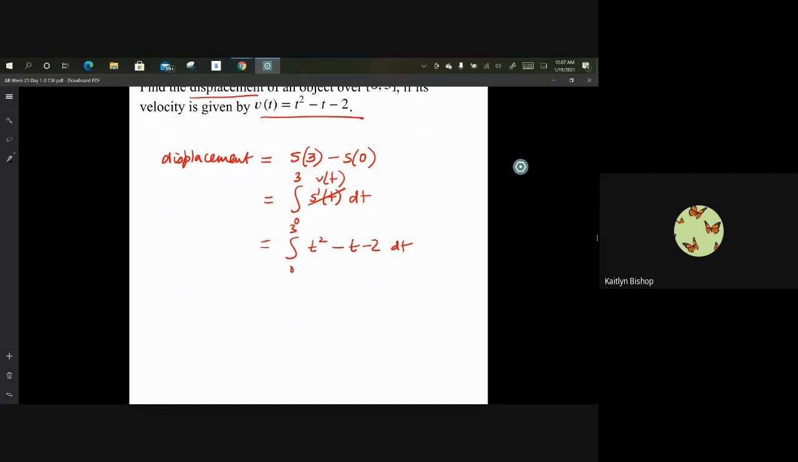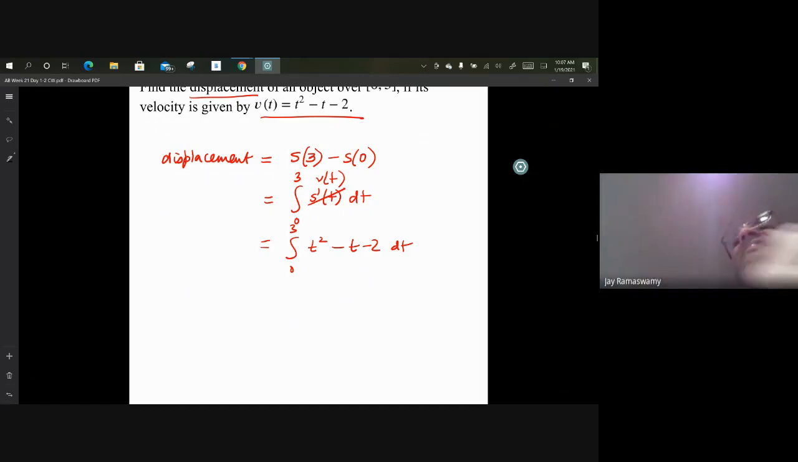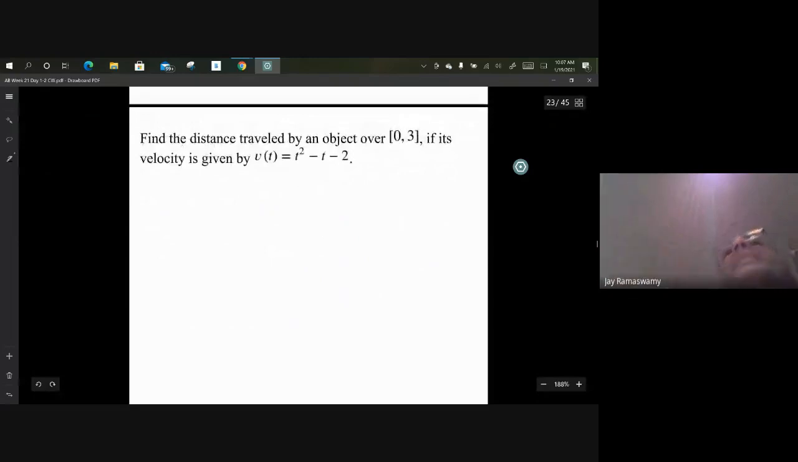Okay. Guys, we will not do it, but did everybody understand the concept? So you integrate this velocity without absolute value, and that's displacement. I want you to memorize that, please. The integral of velocity without absolute value is displacement. Because we're going to do 23 together, all of it.